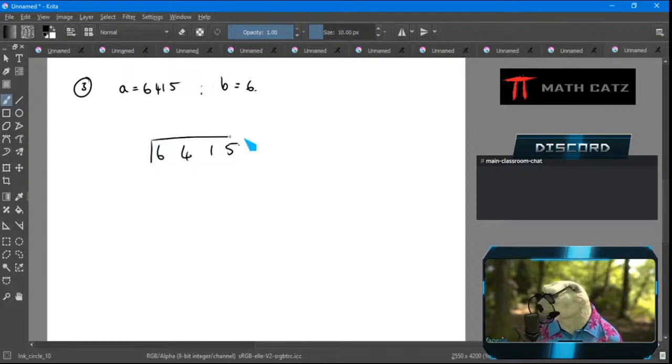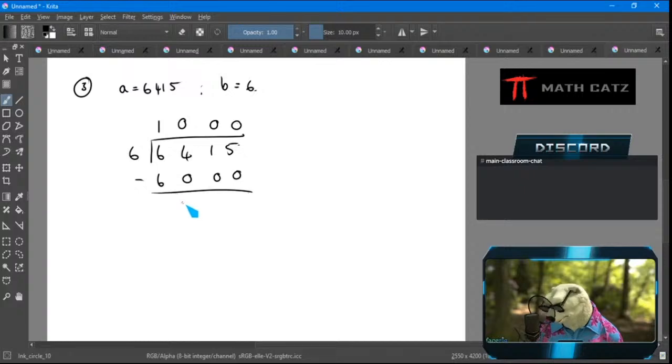So 6415 inside my house. I divide by 6. Left to right. So thousands first. 6 goes into 6,000 1,000 times. I like these zeros here. 1,000 times 6 is 6,000. So it takes care of that digit completely. And I have 415 left. Clearly now I'm in the hundreds column. Maybe I'll erase that to remind myself where I am.